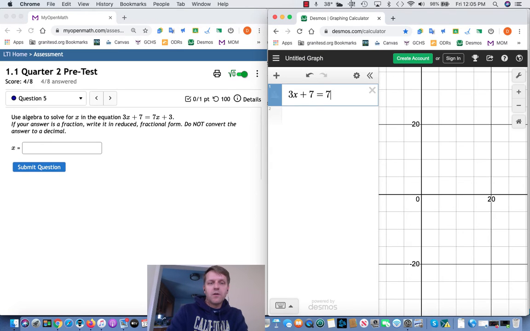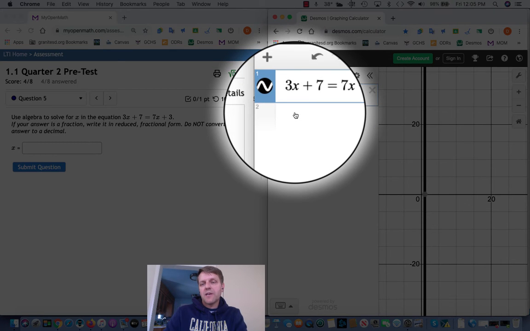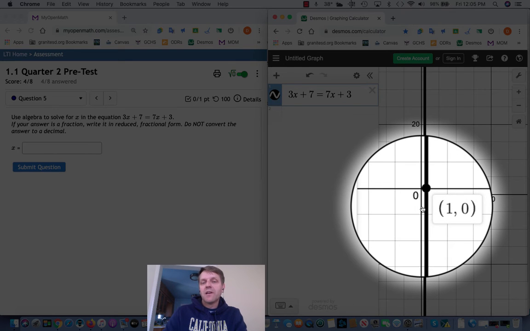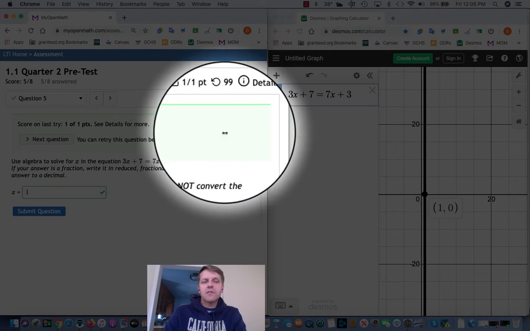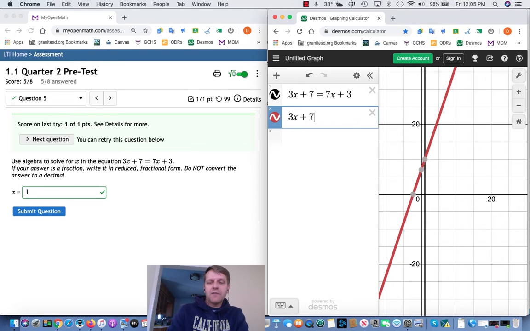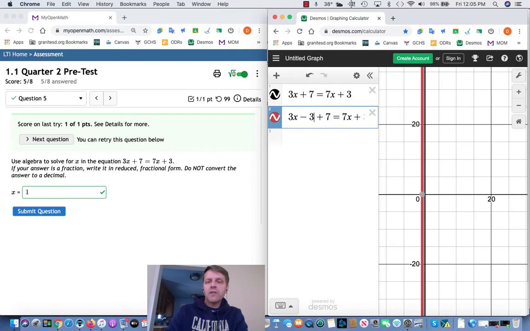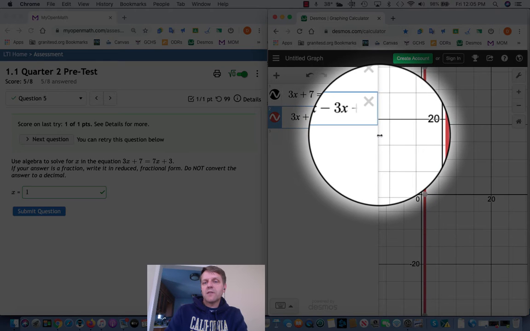Cool. So what we want to do is get the x by itself. Now, first of all, we can see the answer. It's 1. But let's kind of figure out why it's 1. So I'm going to go ahead and click 1. It's okay. But let's think about why is that the case. So if we have 3x plus 7 equals 7x plus 3, I kind of want to combine these x's. So what if I subtract the 3x on the left side, but then I have to subtract 3x on the right side? Let's make this a little wider here.